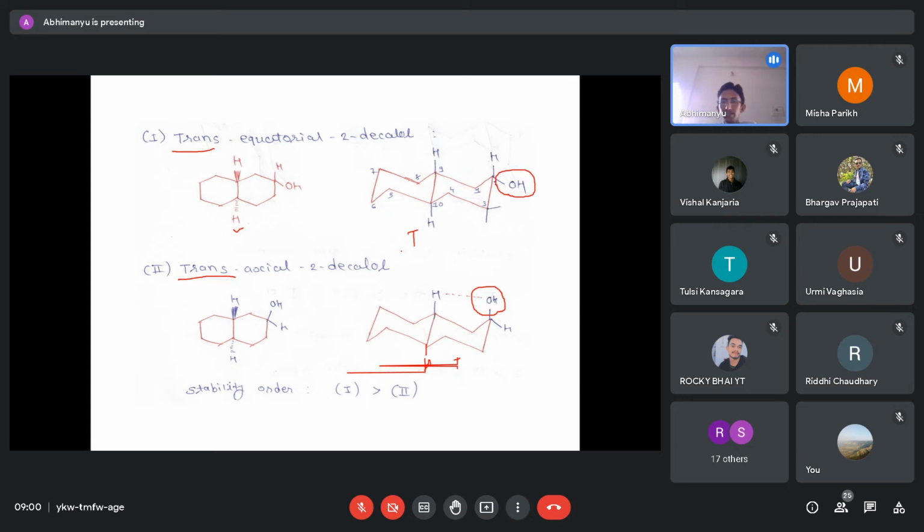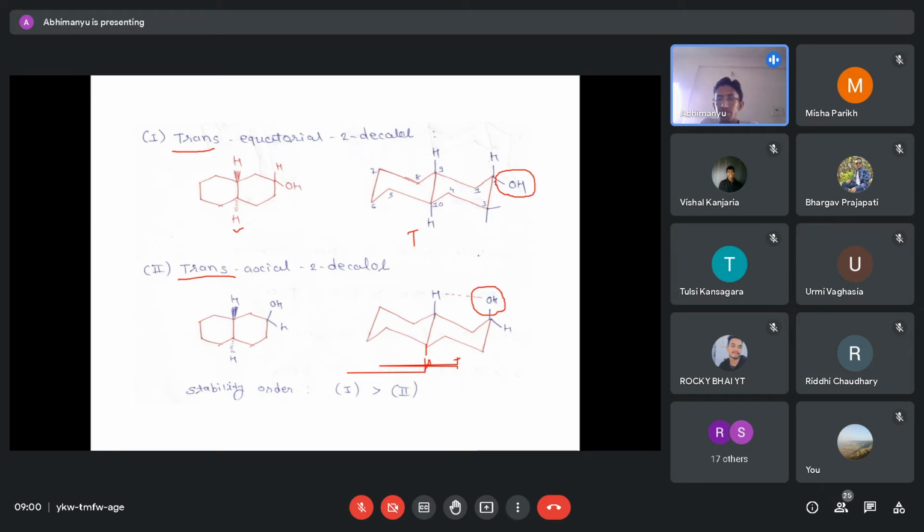Now you can easily understand the concept of the energy by OH equatorial. In another structure, OH is present at the axial. So in which of the two is the repulsion, always cis and trans. So always the energy of trans will be low.